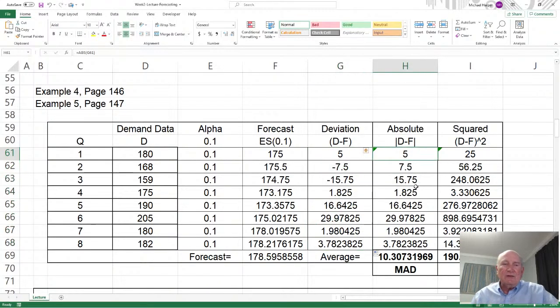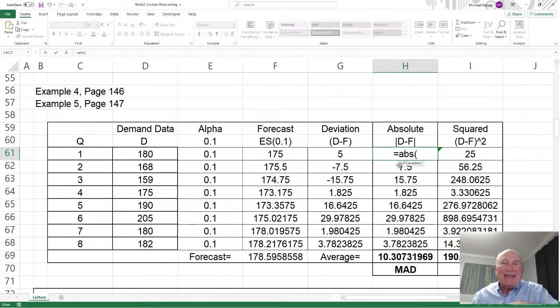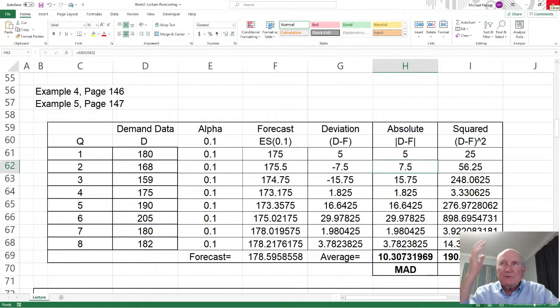Here I take the absolute value. That's going to equal the function ABS, which is the absolute value of that cell. In that cell is whatever that number is, and it'll take the absolute value. All that function does is remove the negative sign. Press return. I come back up here, and notice when I copy this down, those minus 7.5 and minus 15.75 just become positive. These others aren't changed.